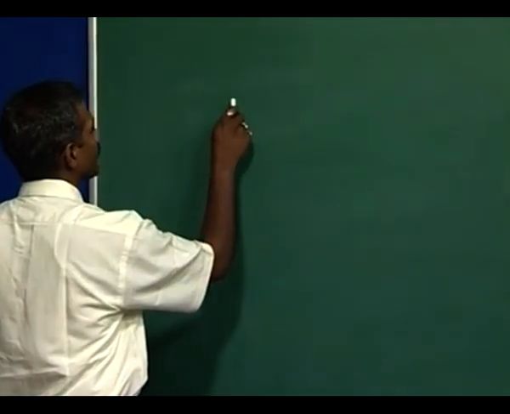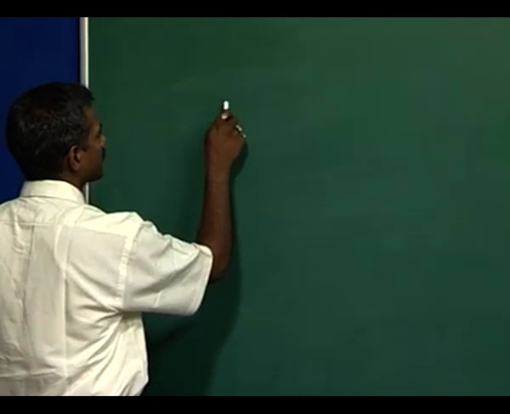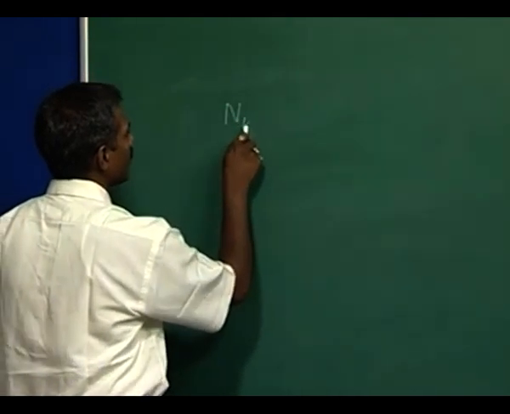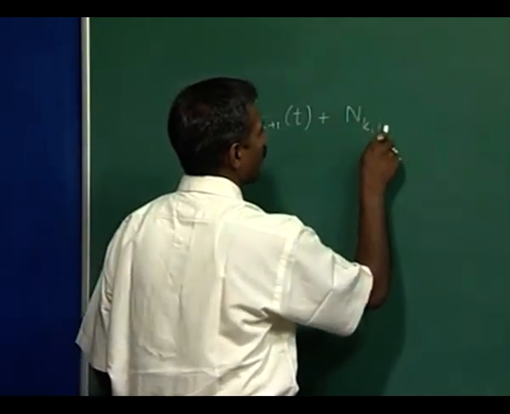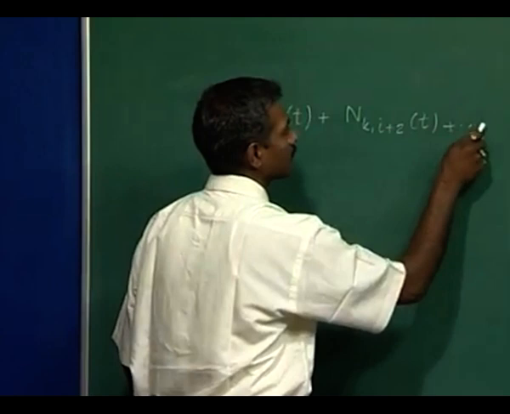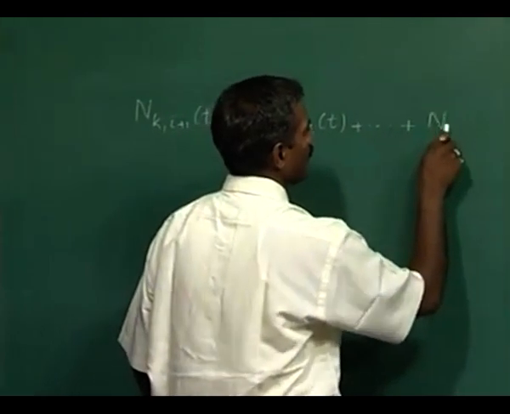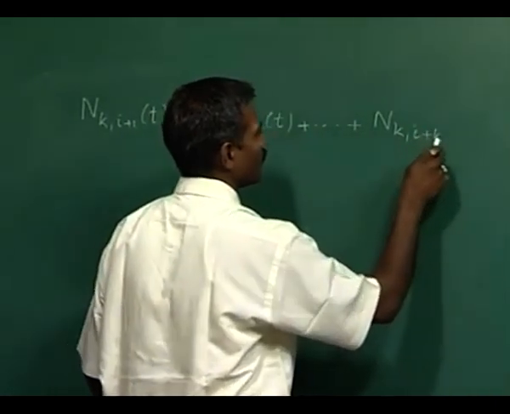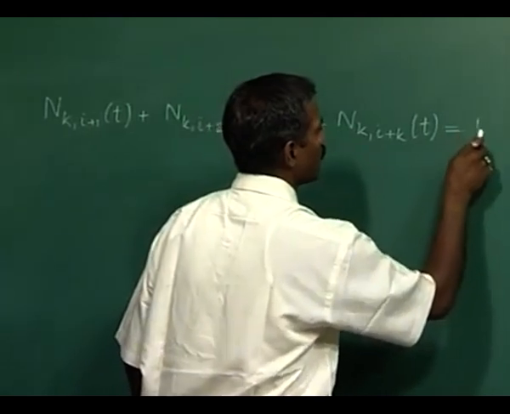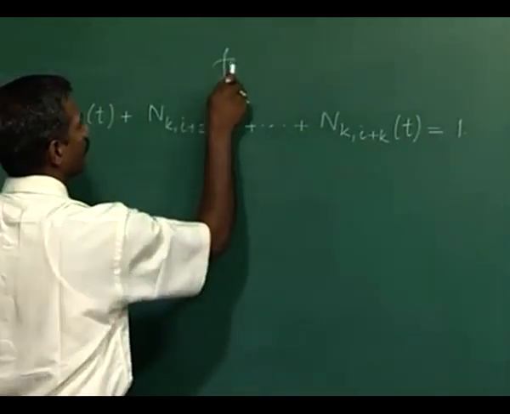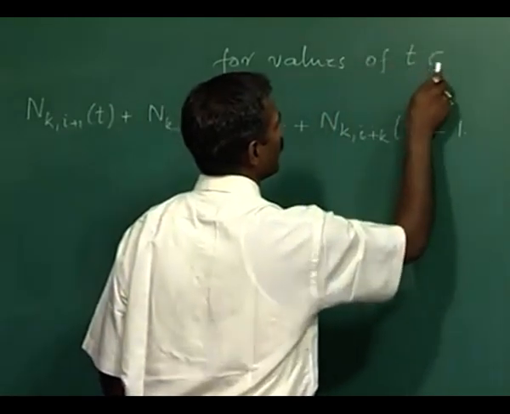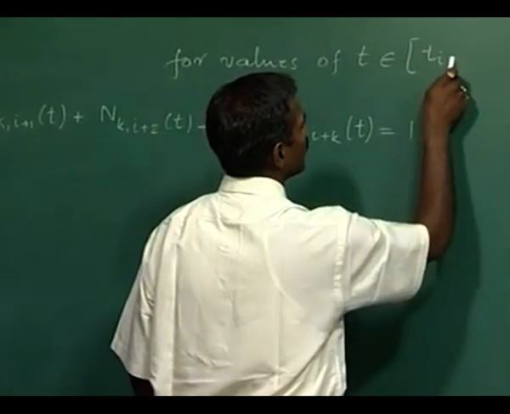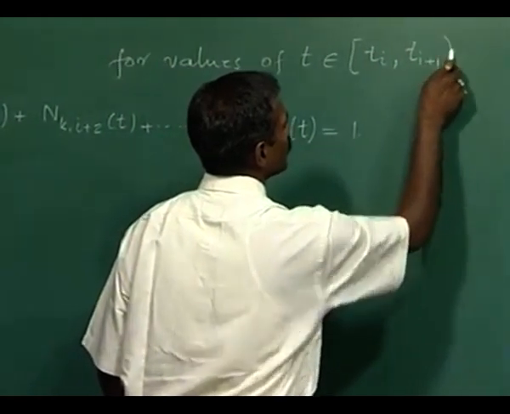Today, I'll try to give you a general proof. I'll try to show that the sum of the k order k basis splines, which are N k I plus 1 of t plus N k I plus 2 of t plus up to N k I plus k of t, is equal to 1 for values of t in closed Ti, Ti plus 1 open.